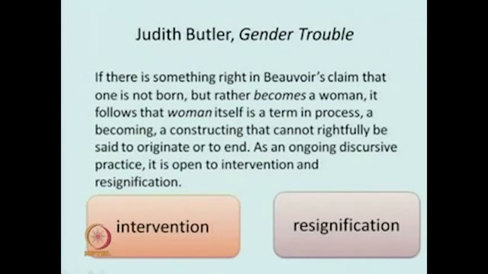And we also looked at two important words from Judith Butler's Gender Trouble, where she talks about Simone de Beauvoir's very seminal sentence, one is not born but becomes a woman. And Butler goes on to argue that there is the possibility of intervention and re-signification. We can intervene since subjectivity is a process of becoming, and it never ends. We can intervene and re-signify what it means to be a person, and we can construct our own subjectivity.